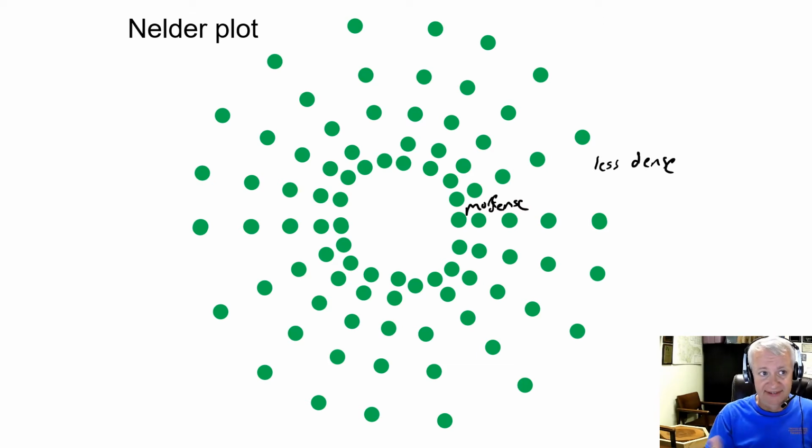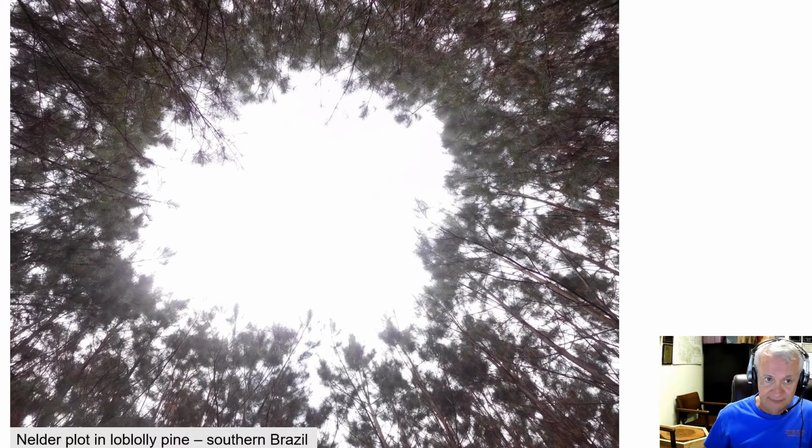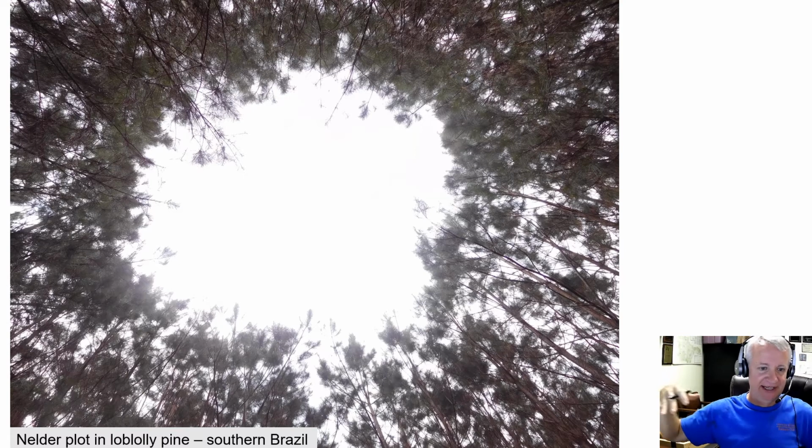People plant these types of density trials with full-size trees. So this is an example of a Nelder plot in loblolly pine in southern Brazil. I'm in the middle of the Nelder plot looking up at the most dense part, and as you move out into the outer parts of the Nelder plot, it gets less dense. So it's just a method of testing density.